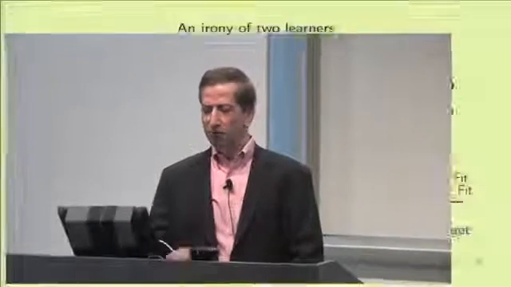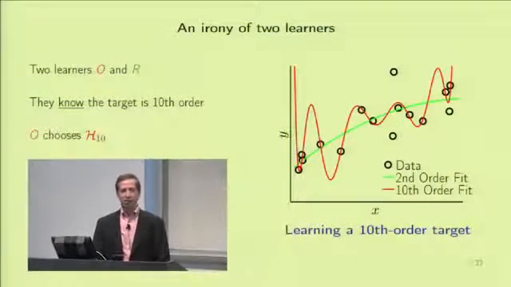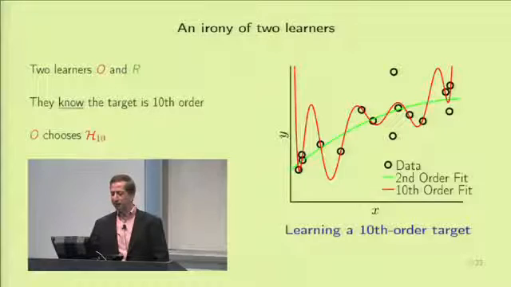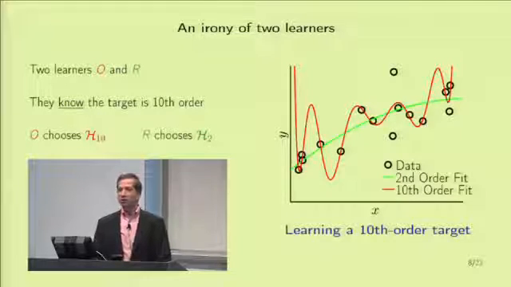So the first learner says, okay, I know that the target is 10th order. Why not pick a 10th order model? Sounds like a good idea, okay? And they do this, and they get the red curve, and they cry and cry and cry, okay? The other guy says, oh, it's a 10th order model, who cares? How many points do you have?